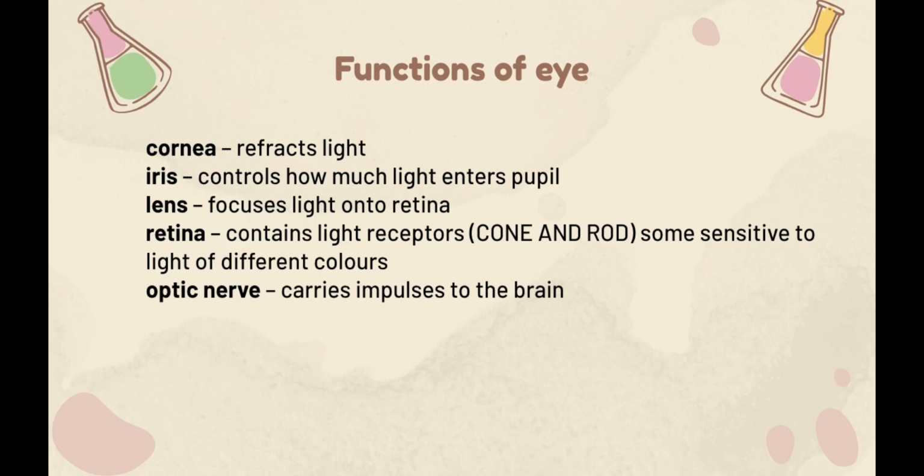The retina contains receptor cells. These are known as cones and rods, and we'll get into these later, but they're basically light-sensitive cells or photoreceptors that help to capture the color and images of what you see. And the optic nerve, lastly, as we said, is what carries impulses to the brain.